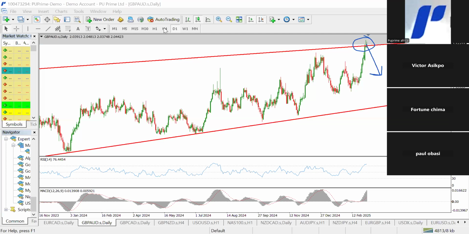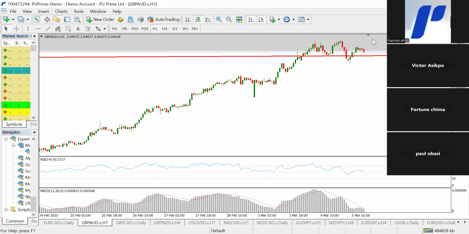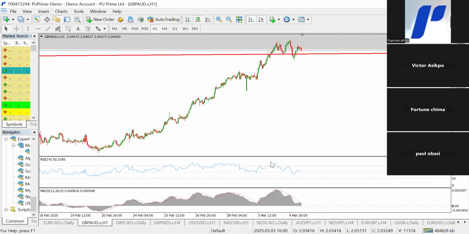That's on the daily. We go to the 4-hour and the 1-hour. Now you can see the 1-hour is beginning to look a lot like a head and shoulders pattern: shoulder, head, second shoulder, a breakout downward. So I'm bearish on the GBP AUD in the course of today.